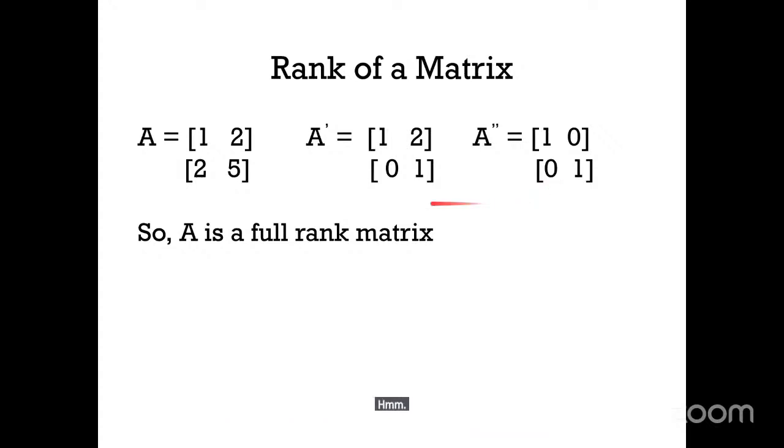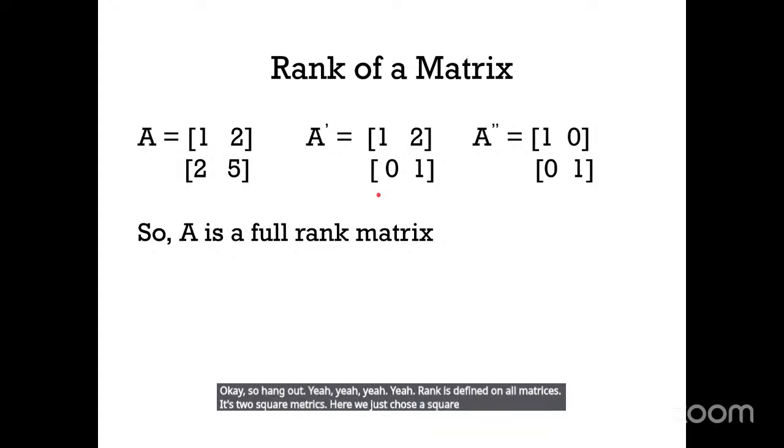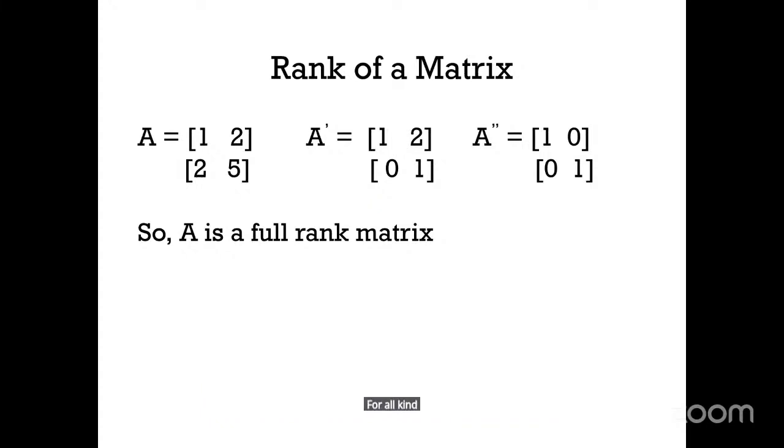Is this the same for square and rectangular matrices? Yeah, rank is defined on all matrices. It's not fixed to square matrices. Here we just chose a square matrix example. As we go through the tutorial, we will see that rank of a matrix is defined in general for m by n, all kinds of matrices. Only inverse is defined on square matrices. Okay, thank you, sir. We'll see more of such examples.